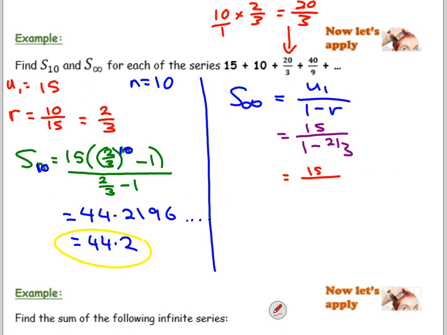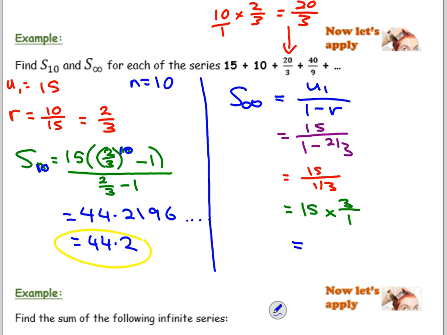So you can think of it as 15 divided by 1/3. Looks awkward, I know. And dividing by a third is the same as multiplying by 3 over 1, the same as multiplying by the reciprocal. So you can write it as 15 multiplied by 3 over 1. I'm just writing 3 over 1 so I can look back and realise I multiplied by the reciprocal. Dividing by a fraction is the same as multiplying by a reciprocal. So our sum to infinity equals 45.